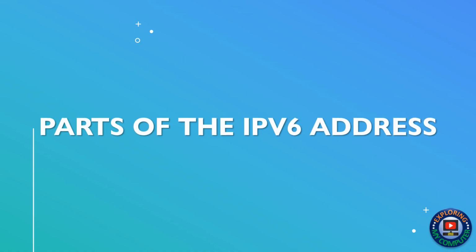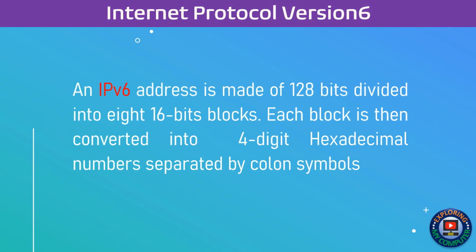This video is about the parts of the IPv6 address. An IPv6 address is made of 128 bits divided into 8 16-bit blocks. Each block is then converted into 4-digit hexadecimal numbers separated by colon symbols.